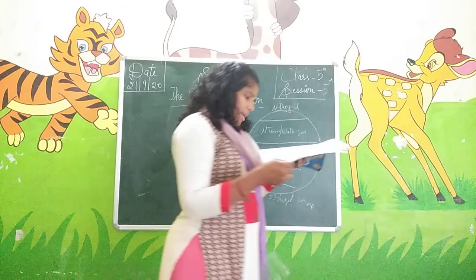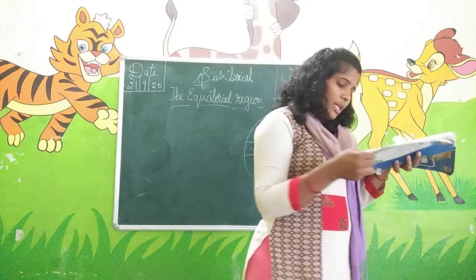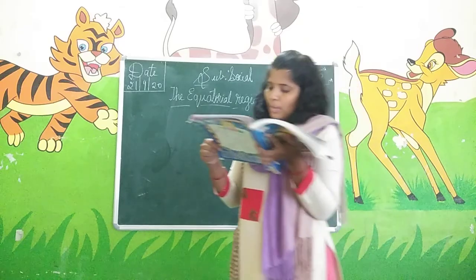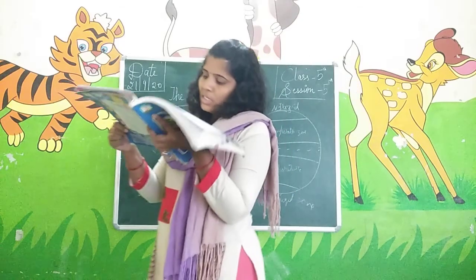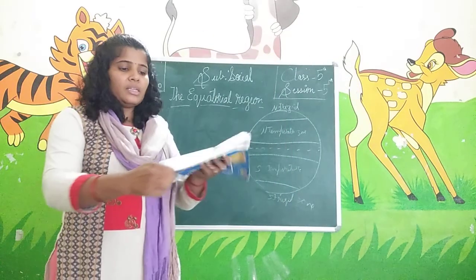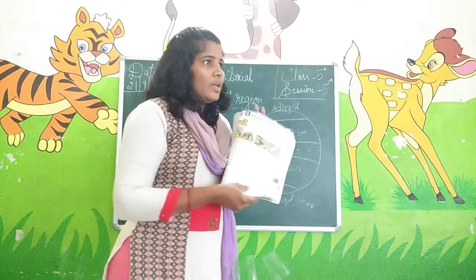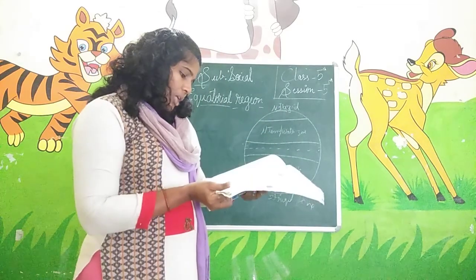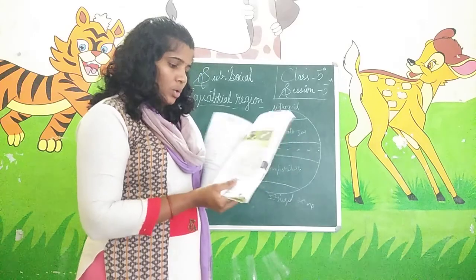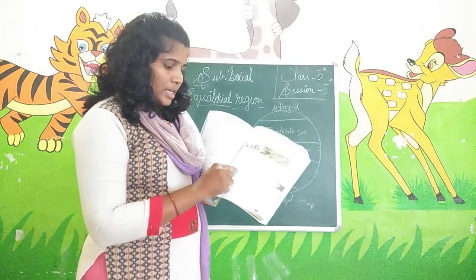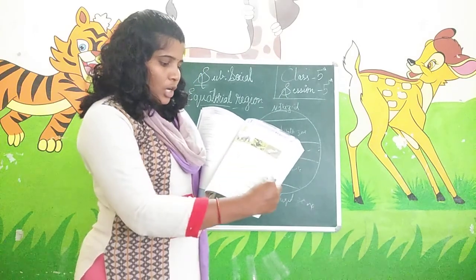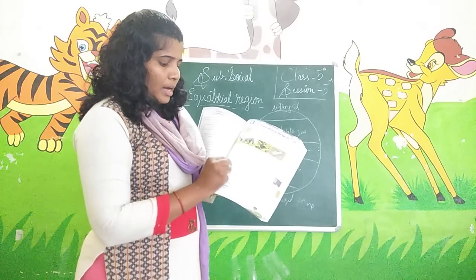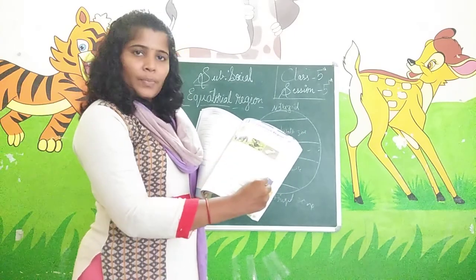If we look at the map carefully, we will see that the continents that come under the equatorial region are South America, Africa, Southeast Asia. By seeing this map, we will come to know which will be in the torrid zone. These 3 lines you can see. This is the middle part of the torrid zone. This is the equator. Middle line is the equator, and these 2 lines include the torrid zone.